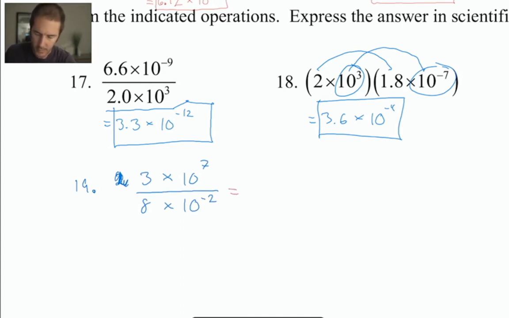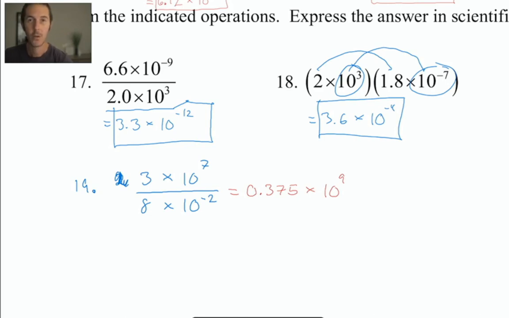Well, similar to what I did before, where I said, don't think about this, just do 3 divided by 8. What is 3 divided by 8? And then don't think about those, just do 10 to the 7 over 10 to the negative 2. What's the new exponent there? The answer is 3 divided by 8 is 0.375 times upper exponent minus lower exponent. That's 7 minus negative 2, which is the same thing as 7 plus 2, so we get 10 to the power of 9. Did I do that just like I did problem number 17? Absolutely.